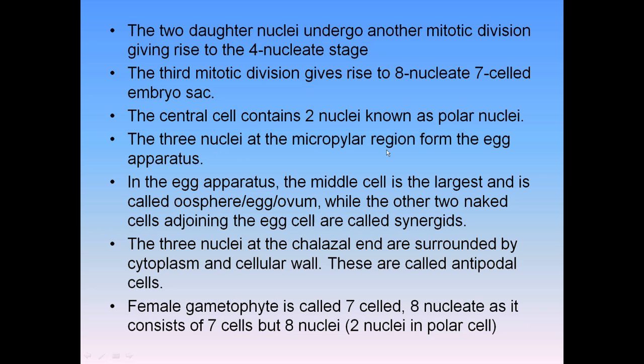The three nuclei at the micropylar region form the egg apparatus. The egg apparatus comprises two synergids and one egg cell. In the egg apparatus, the middle cell is the longest and is called the oosphere, egg, or ovum, while the other two naked cells adjoining the egg cell are called synergids. Synergids are the companion cells of the egg. The three nuclei at the chalazal end are surrounded by cytoplasm and a cellular wall. These are called antipodal cells. The female gametophyte is called a seven-celled, eight-nucleate structure because seven cells are there, but eight nuclei are there, and two nuclei are present in the central cell.